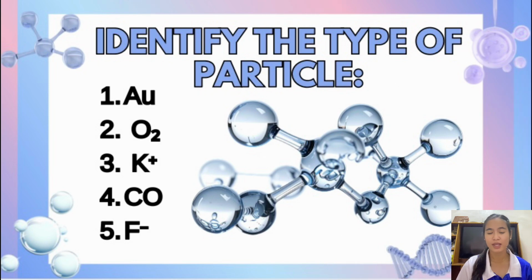Let us now test our understanding. I will show several examples and we will identify whether each one is an atom, molecule, or ion. These examples are gold, oxygen, potassium ion, carbon monoxide, and fluoride ion. Take a moment to think about your answer.